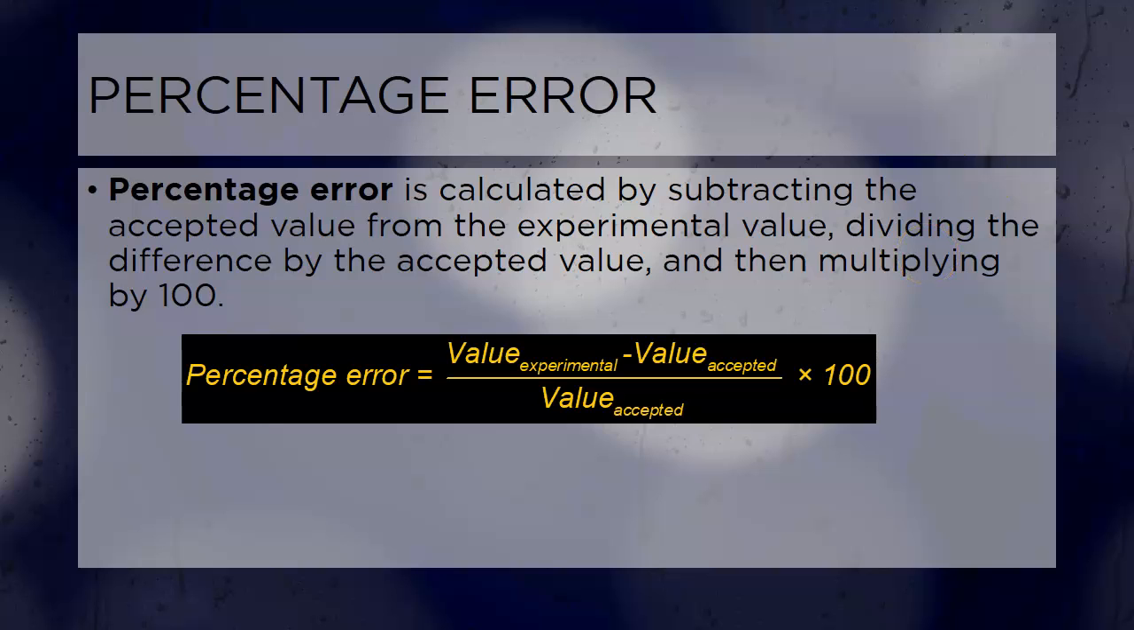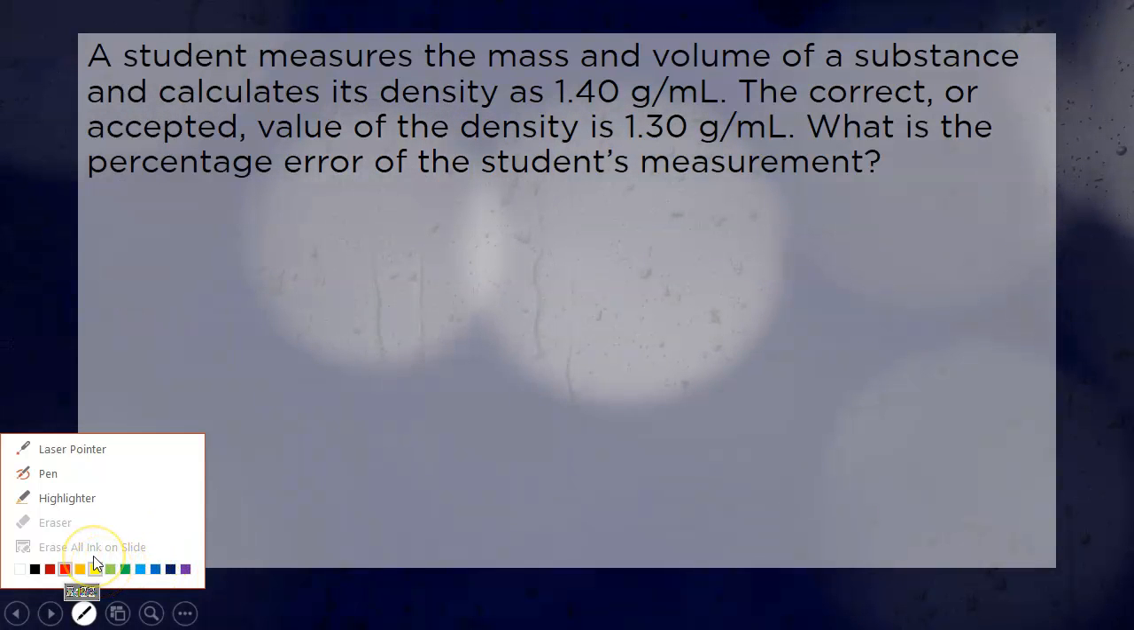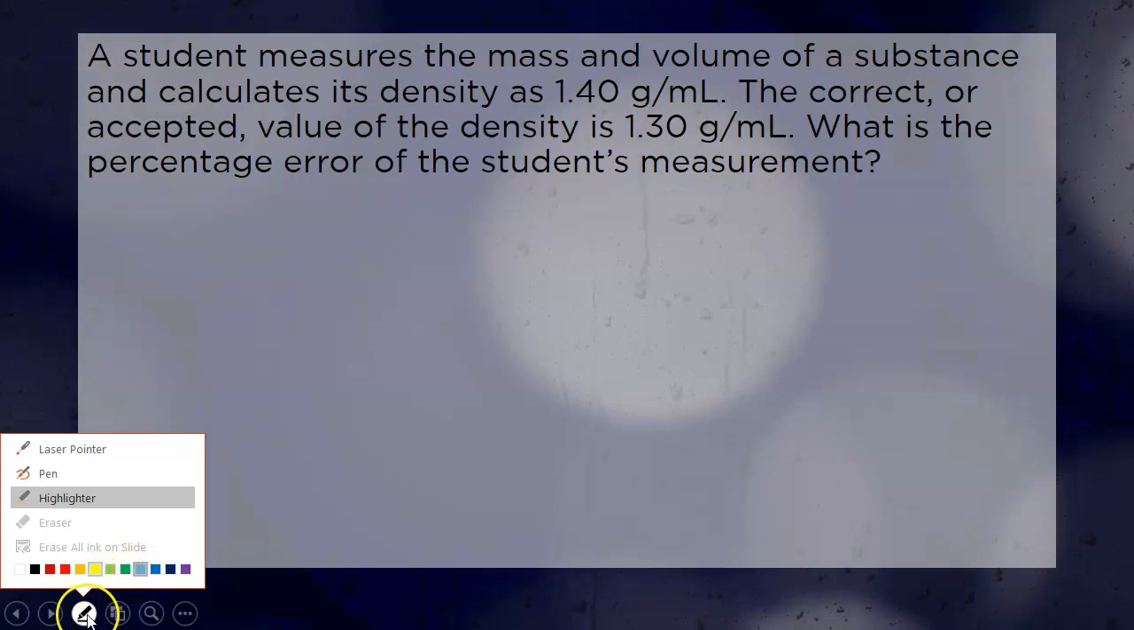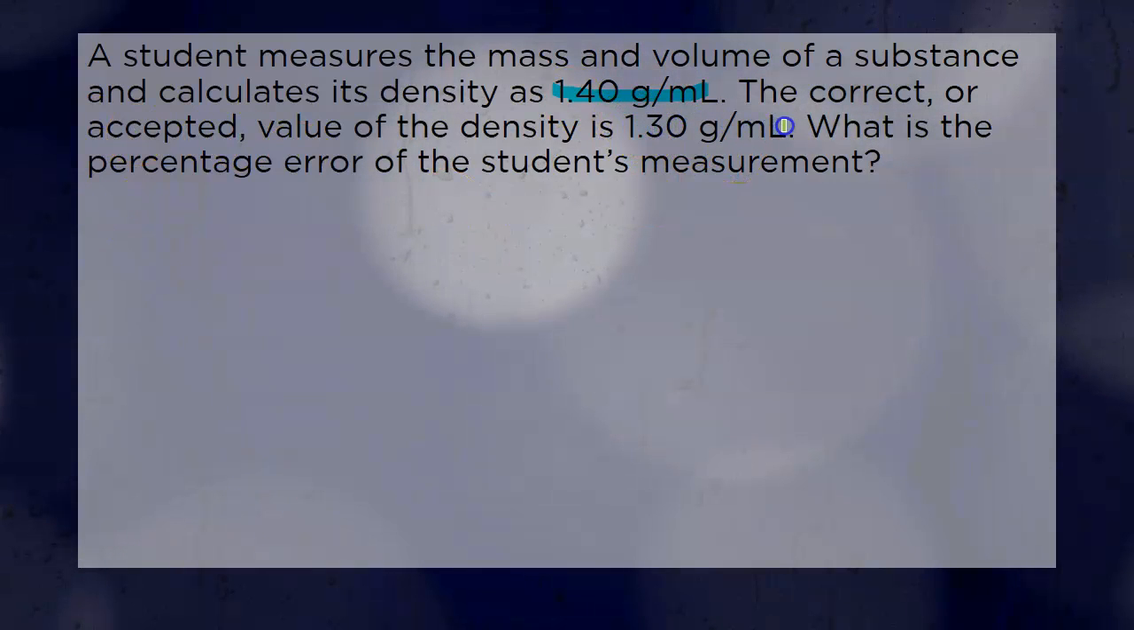The student measures the mass and volume of a substance, finds its density to be 1.40. The correct value is 1.30. So what's the percentage error? First off, can you tell me which one is my experimental value? Yeah, I'd say the 1.40, what the student measures, and then my accepted value, they tell me, is 1.30.